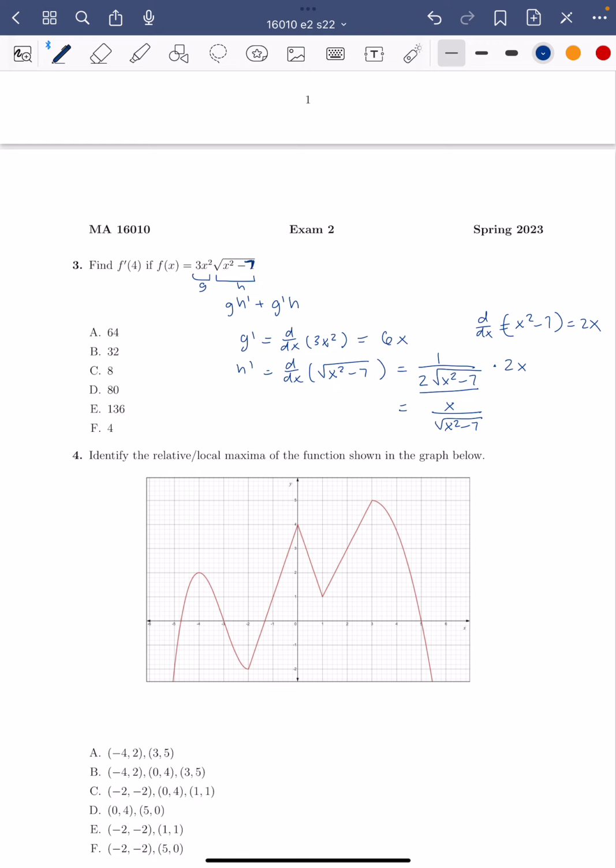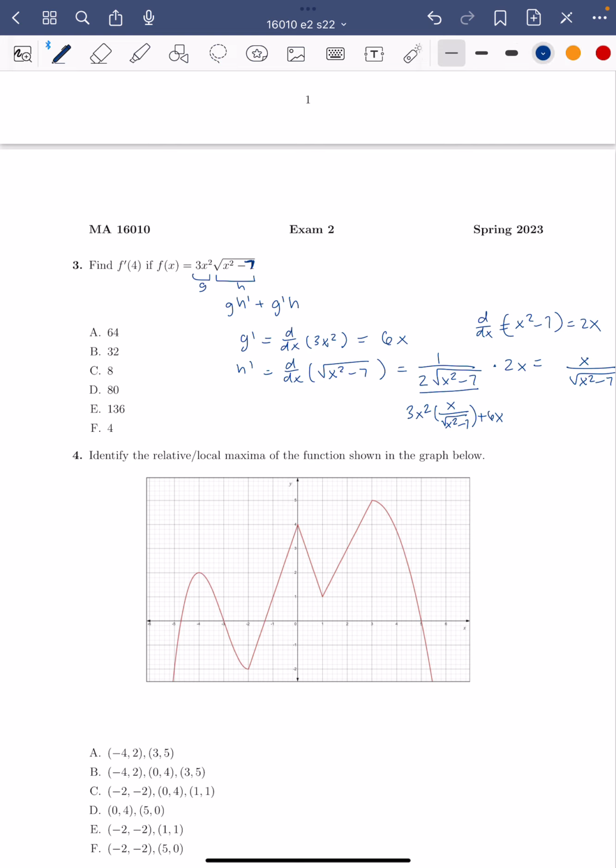Now we put it all together: g, which is 3x squared, times h prime, which is x over the square root of x squared minus 7, plus g prime, which is 6x, times... I'm running out of a little bit of space, so let me move something real fast.